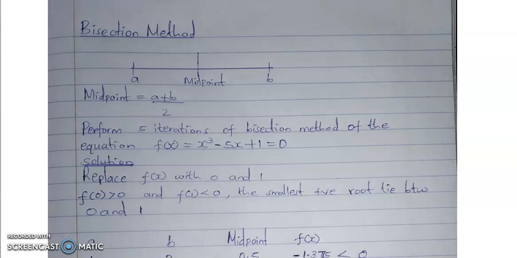Basically, when you're dealing with the bisection method, it deals with dividing two points. Given that the two points are A and B, using A and B you're supposed to obtain the midpoint of those points, and the midpoint is obtained by adding A and B. Then you divide it by 2. That is how you obtain the midpoint.